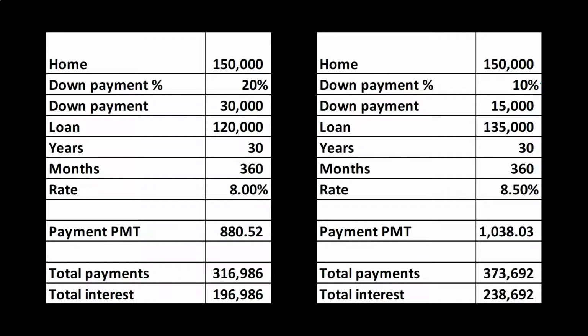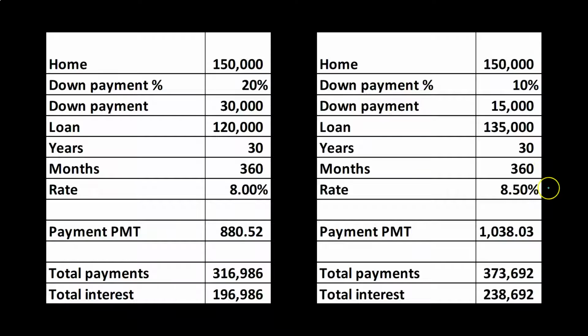Now, if we compare that to a situation where we only put 10% down, same home value, that would only be $15,000. That would mean the loan amount would be $150,000 minus the $15,000, or $135,000. So we put less money down, and of course we have a larger loan amount in that scenario. We're going to keep the years the same. We can do a practice problem where we change the years as well, but that'll complicate things. So let's keep the years the same at 30, or 360.